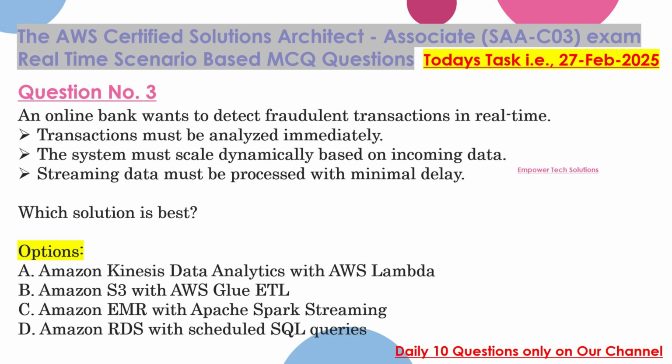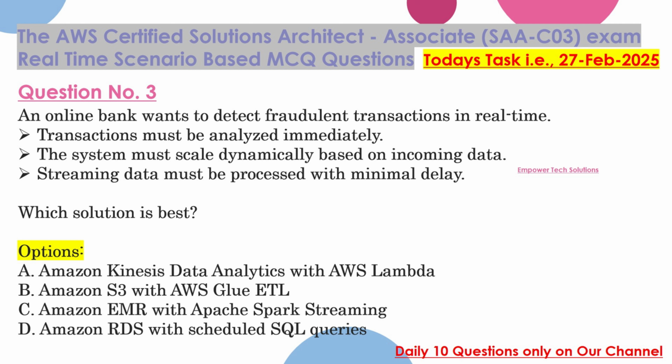Question 3. An online bank wants to detect fraudulent transactions in real time. Transactions must be analyzed immediately. The system must scale dynamically based on incoming data. Streaming data must be processed with minimal delay. Which solution is best?